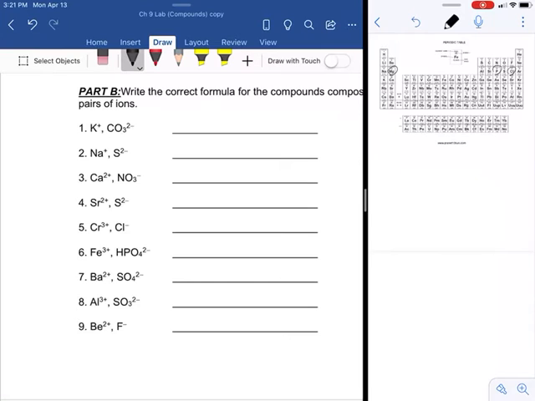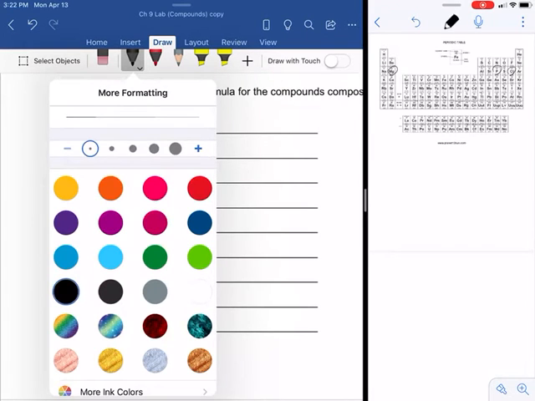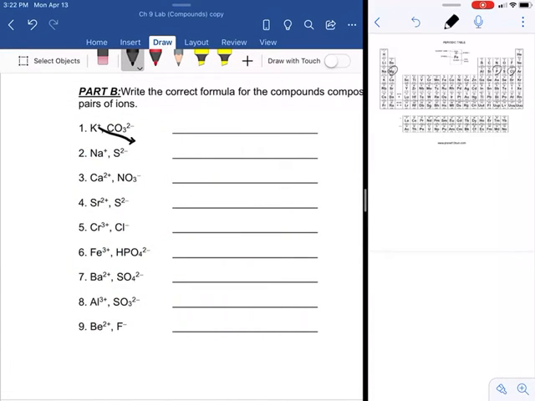All right, part B. This one shouldn't be too bad because this is where you just have to do the crossover thing. So take this +1 and drag it down. Take this 2 negative and drag it down. So you should end up with K2CO3. Now, do you need a parentheses? See how there's just this one plus right here and you're dragging it down? So no, you don't need parentheses.